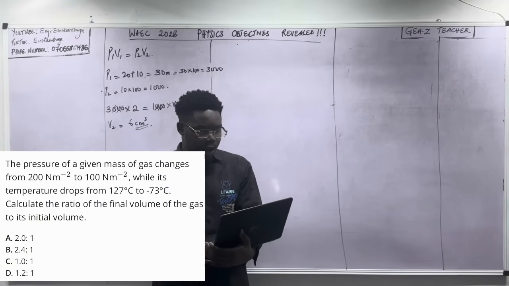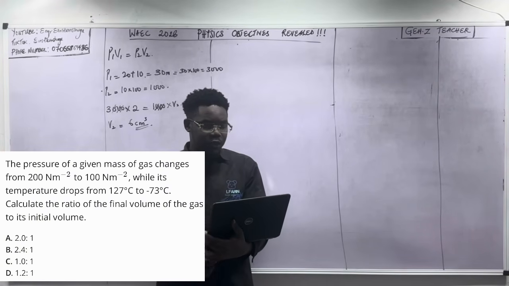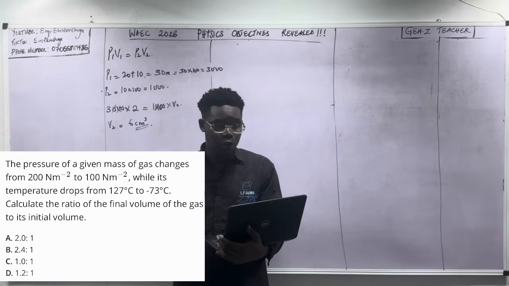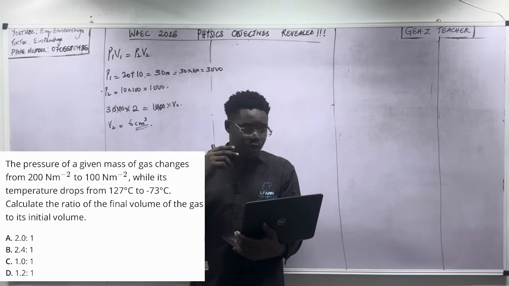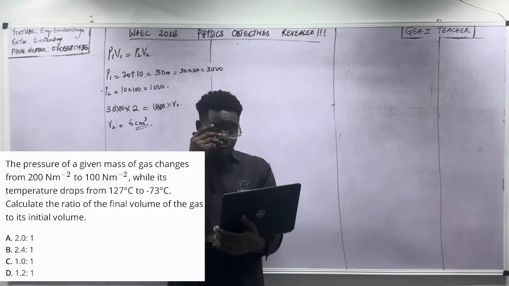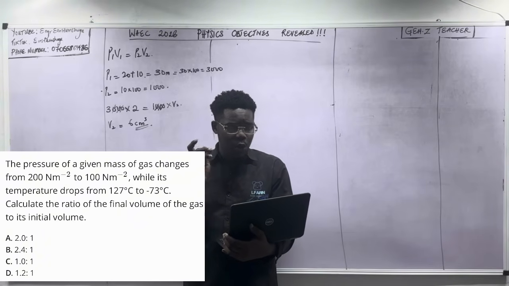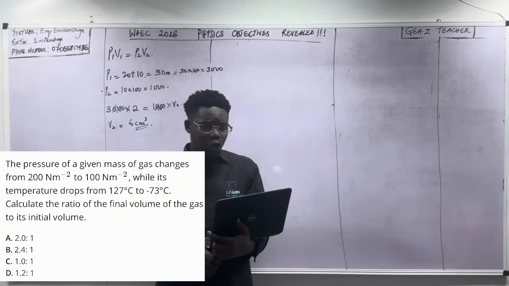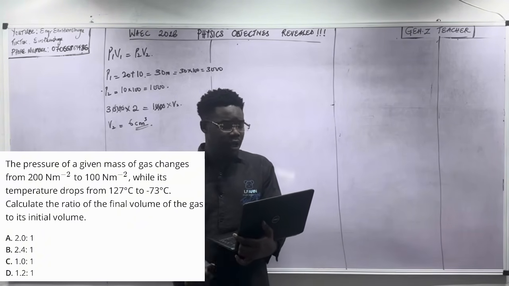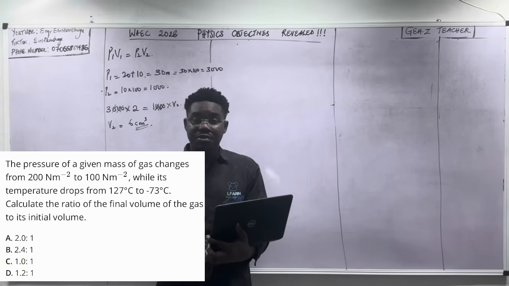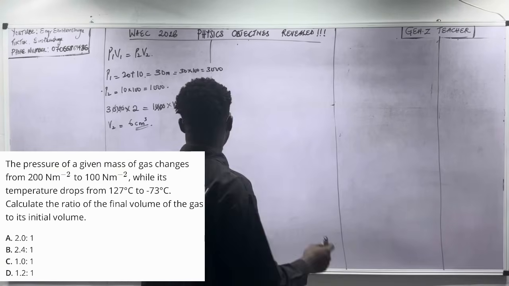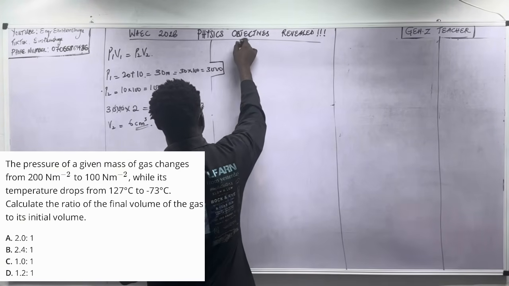Number 16. The pressure of a given mass of gas changes from 200 N/m² to 100 N/m², while its temperature drops from 127 to minus 73 degrees Celsius. Calculate the ratio of final volume of the gas to initial volume. Now quickly, we have pressure, temperature, and volume. So basically, we should be relating with the general gas equation.